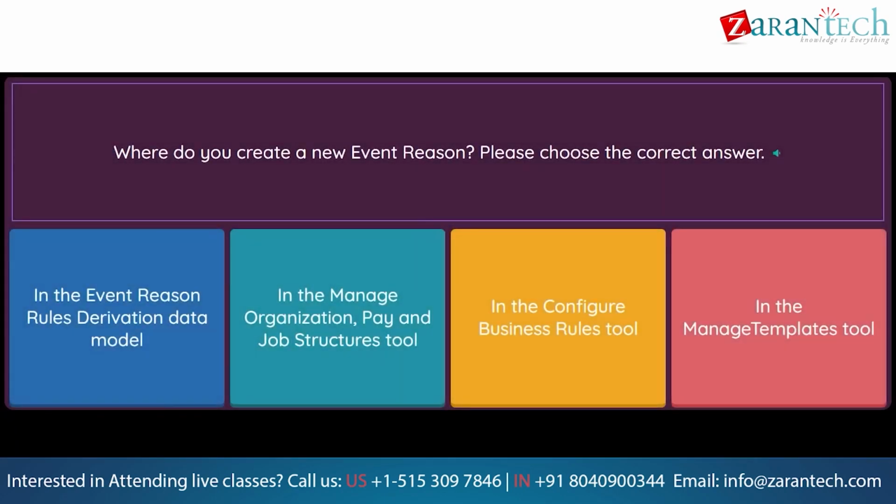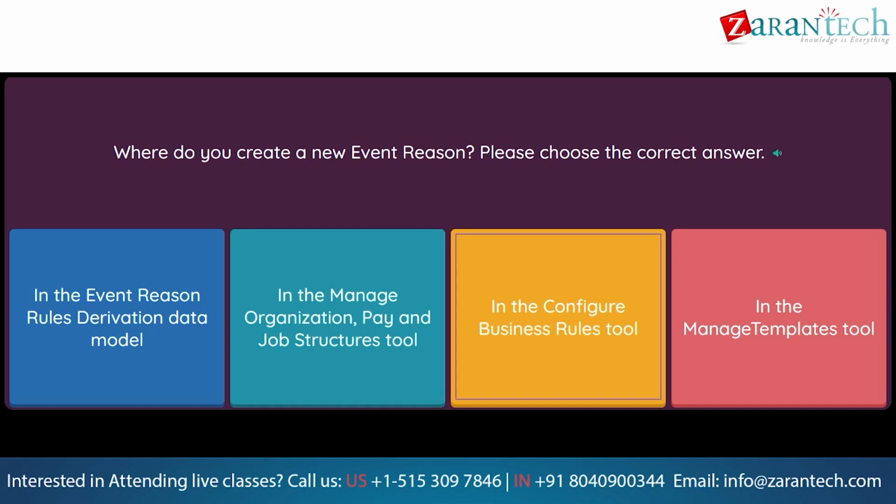Question: where do you create a new event reason? Please choose the correct answer. Option 1: In the Event Reason Rules Derivation Data Model. Option 2: In the Manage Organization, Pay and Job Structures tool. Option 3: In the Configure Business Rules tool. Option 4: In the Manage Templates tool.